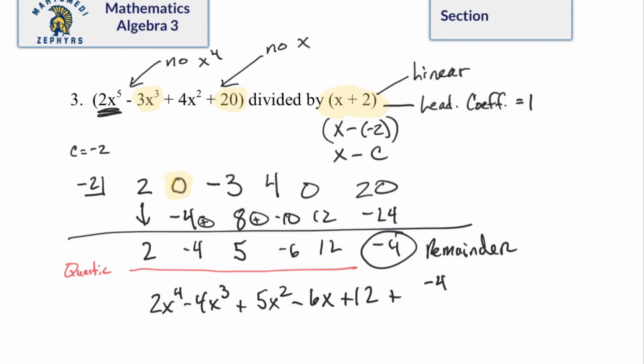Now, to include the remainder in our answer, we write the remainder divided by the x plus 2, what we were dividing by in the beginning. So that would be our full, final, correct answer. Synthetic division is a much more efficient method.